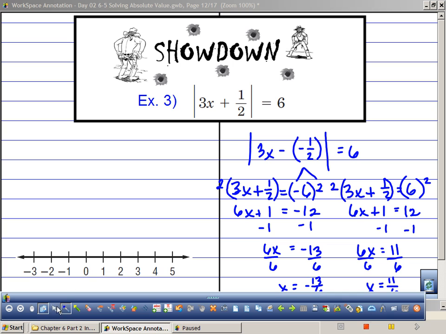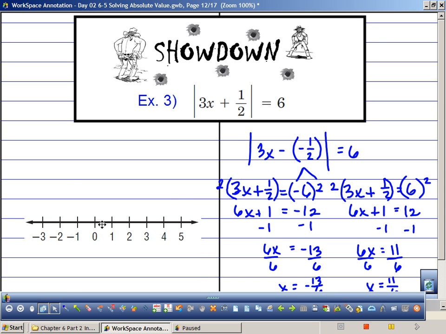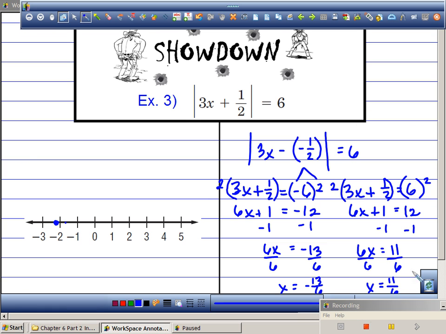And we'll use this over here. So if x is negative 13.6, that's a little over 2. That would be here. Actually there. And if this is 11.6, 11.6 is a little less than 2. So that's my solution there.